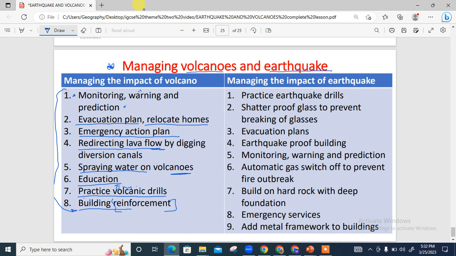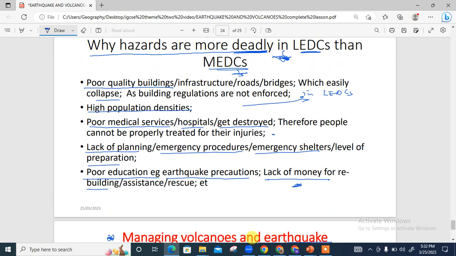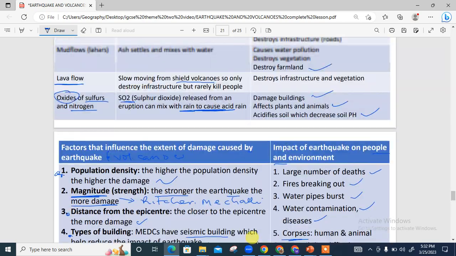Now, here you see managing earthquakes, you practice earthquake drills. You should have earthquake-proof buildings. You should have evacuation plans, shatter-proof glass to prevent breaking of glasses. You should also have monitoring, warning and prediction, automatic gas switch off to prevent fire outbreak from an earthquake, build on hard rock instead of soft rock, and have a very deep foundation. Then there should be emergency services, and add a metal framework to your building to help them withstand the vibration from the seismic waves.